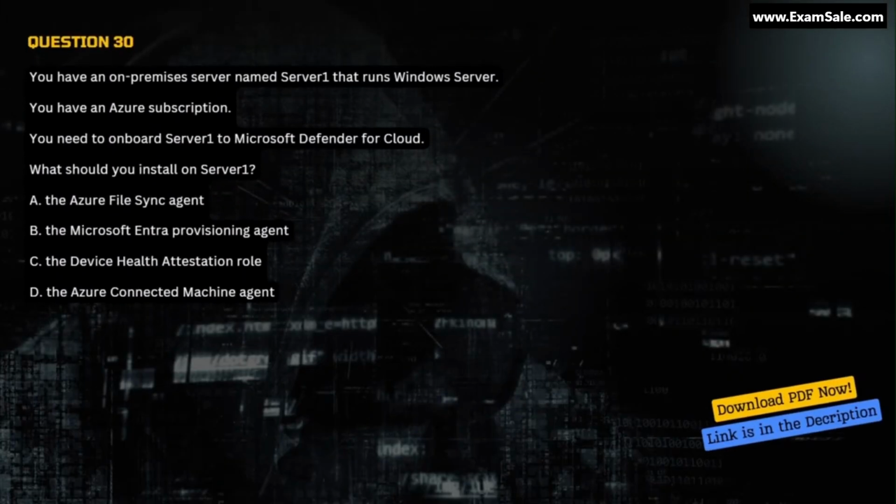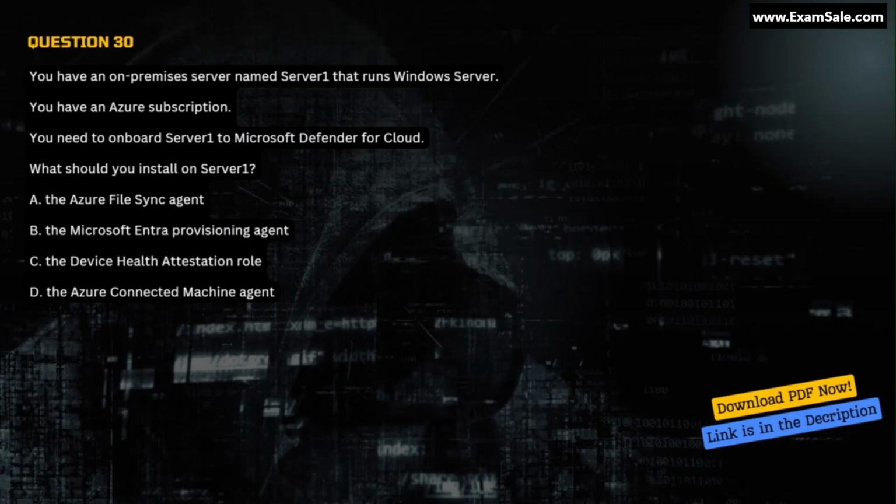Question 30. You have an on-premises server named Server1 that runs Windows Server. You have an Azure subscription. You need to onboard Server1 to Microsoft Defender for Cloud. What should you install on Server1?